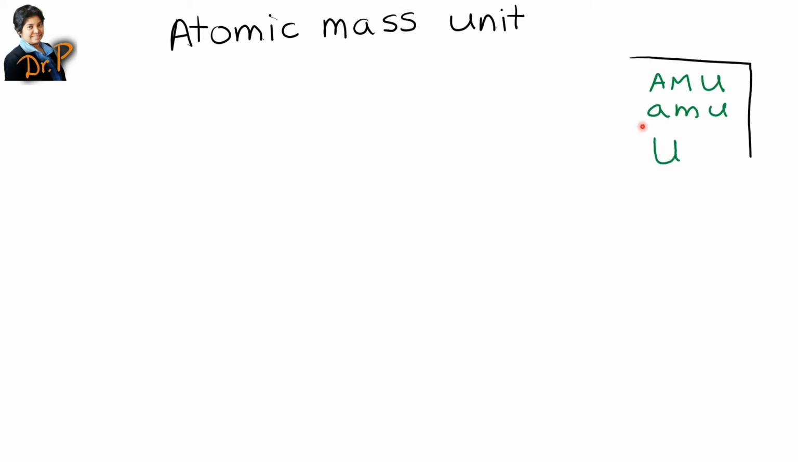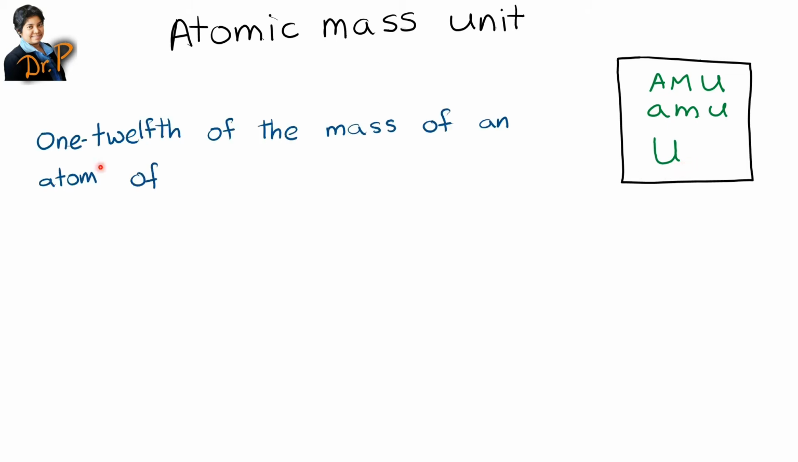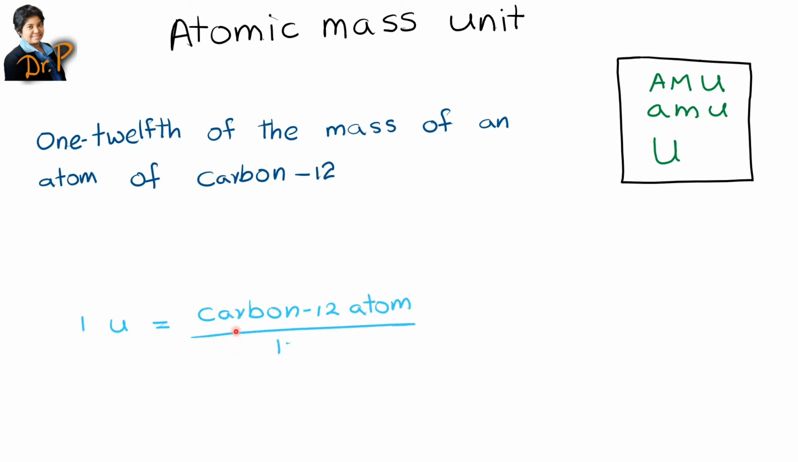The atomic mass unit has the standard unit of AMU, standing for atomic mass unit, or we can use U. Atomic mass unit is defined as 1/12 of the mass of an atom of carbon-12. That means 1 U is a carbon-12 atom divided by 12. I'm going to explain this in simpler words.